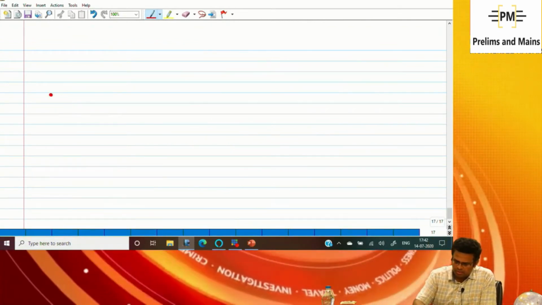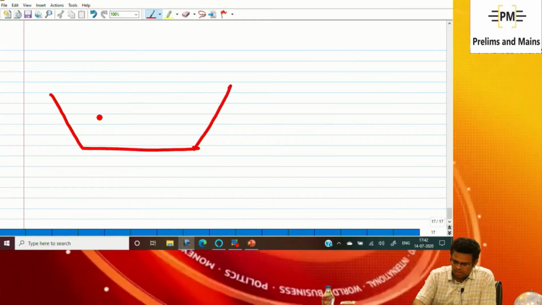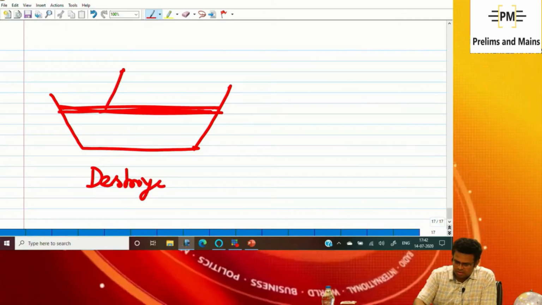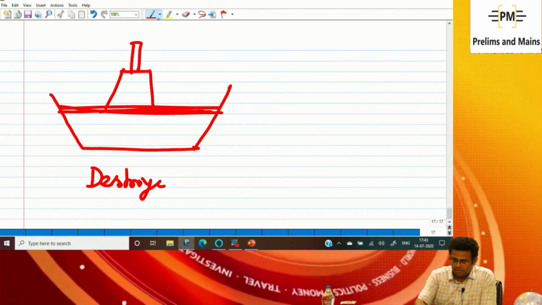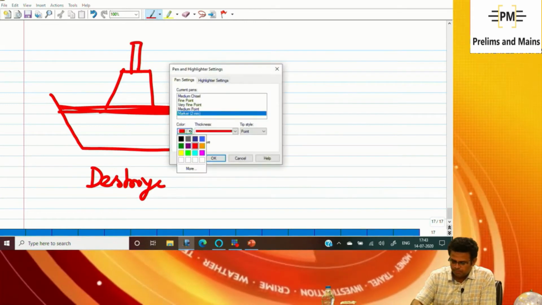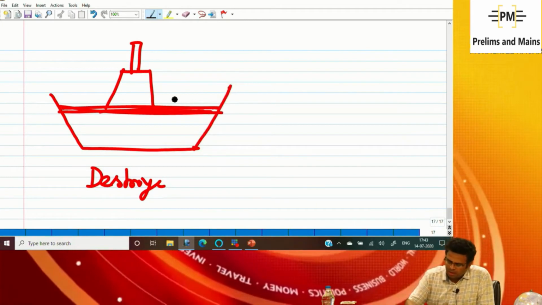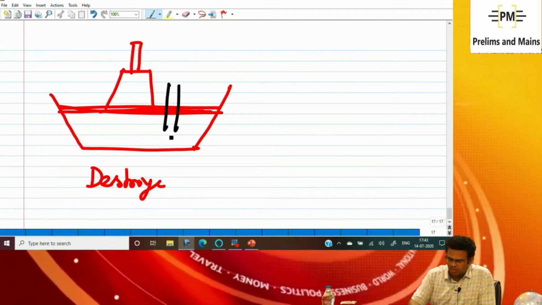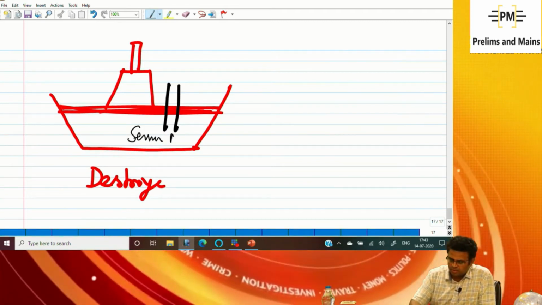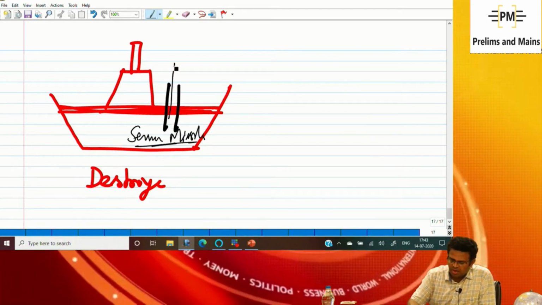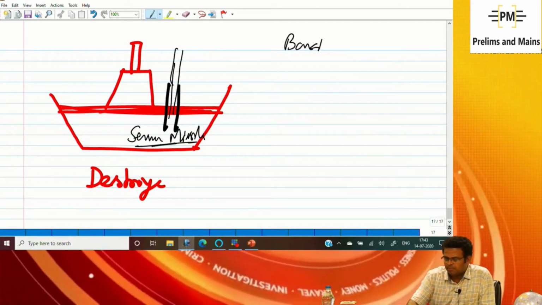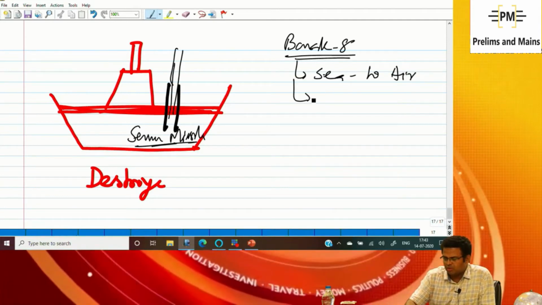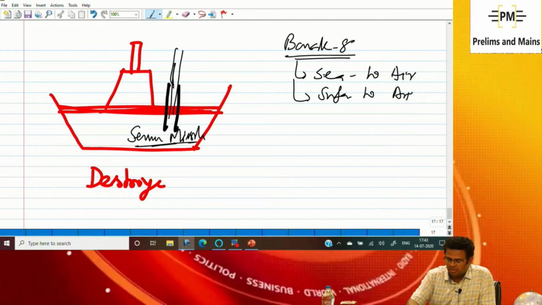This is your ship, and this is your destroyer. It has a radar system, and here we see a system with several missiles kept below, and these missiles are coming out vertically. So what is Barak 8? Barak 8 can work from sea to air, and also from surface to air. And here it comes up vertically.